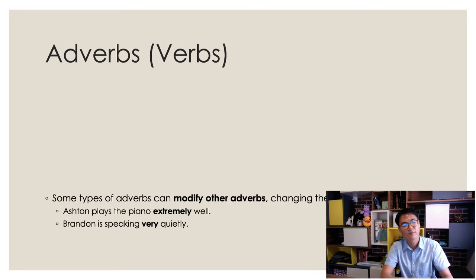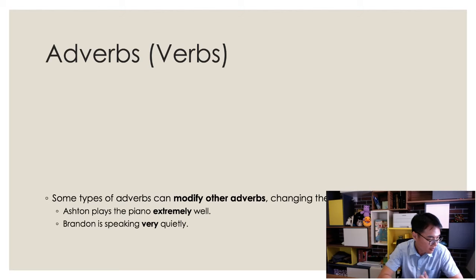Okay? So again, Brandon is speaking very quietly, right? In this case, quietly can refer to how Brandon is speaking. Very quietly refers to how quietly he's speaking. So they change the degree to which the adverb is strong or weak. Or Brandon is speaking slightly louder. So I can adjust the degree by using the word slightly instead of very.